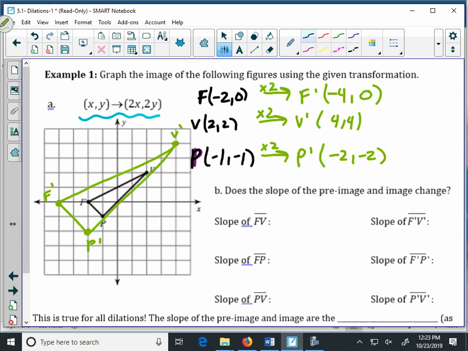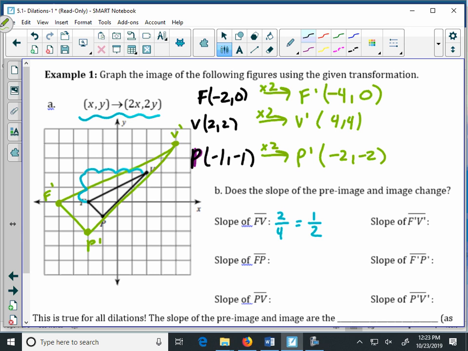Now let's see, does the slope of the pre-image and image change? So let's find the slope of our pre-image, the original figure. Let's find the slope of each side. So let's find the slope of FV. All we have to do is rise over run. What's our rise? 2. We went up 2. What's our run? 4. What does 2 over 4 simplify down to? 1/2. So the slope of that side is 1/2.